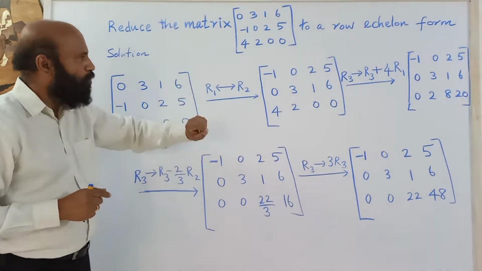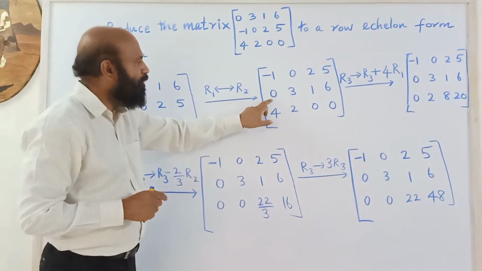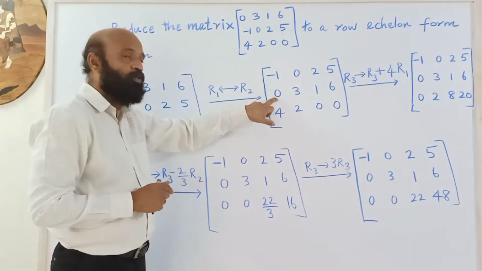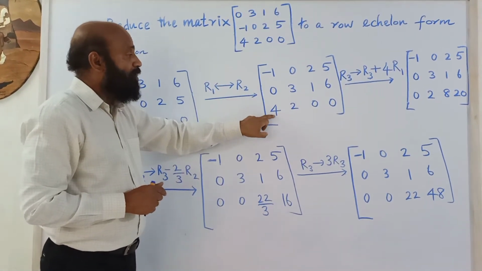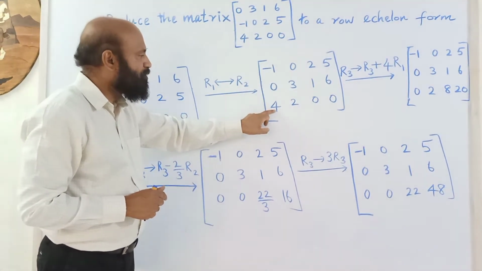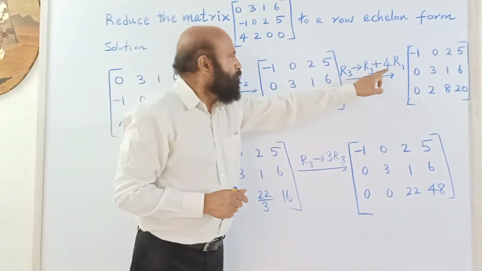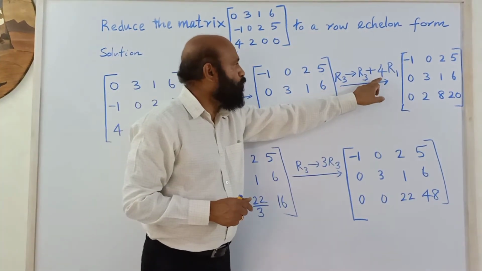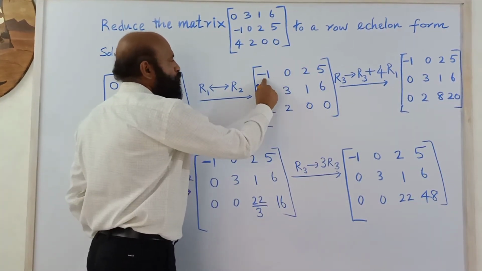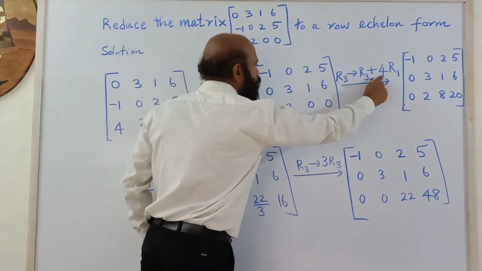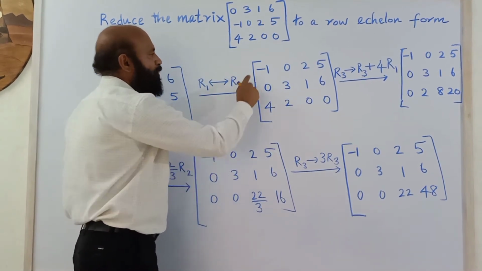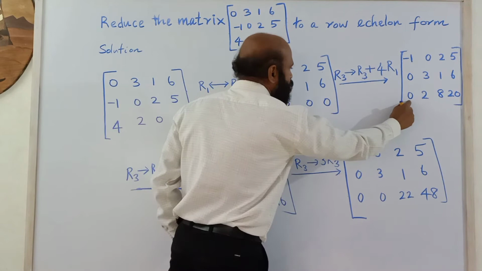In a row echelon form, below that everywhere it should be 0. Next, here second row already it is 0. Next row, here we want 0. So here it is 4. So here minus 1. So to make it a 0 here, first row you multiply by 4. Add it to the third row. First row, here minus 1 is there. So minus 1 you multiply by 4 and add to this. So minus 1 into 4. Minus 4 plus 4. So it will be 0.